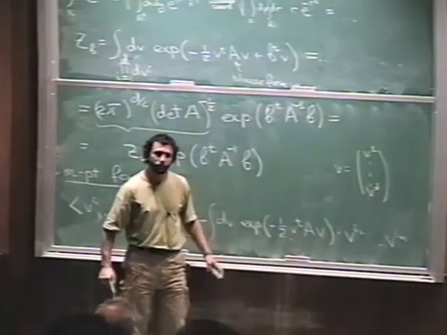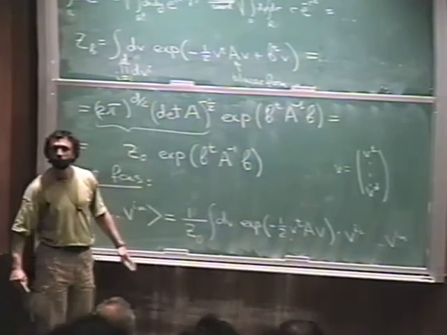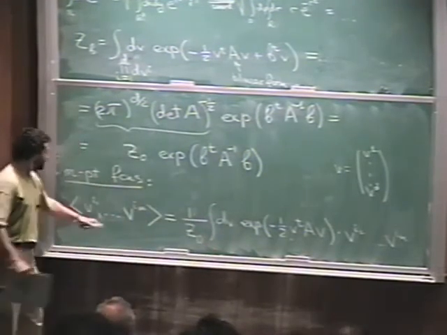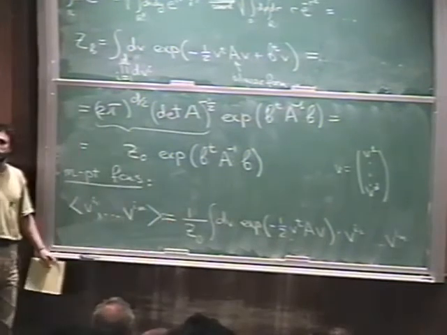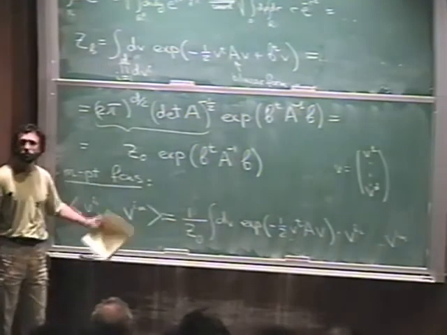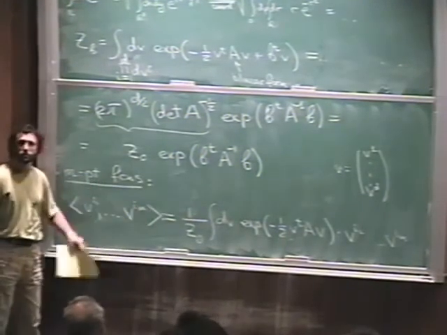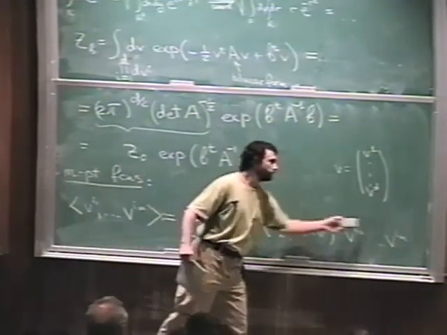The piece on the left-hand side is just a notation. It's the definition. So this is the definition of an n-point function. The usual notation is like this. So it's just this integral.